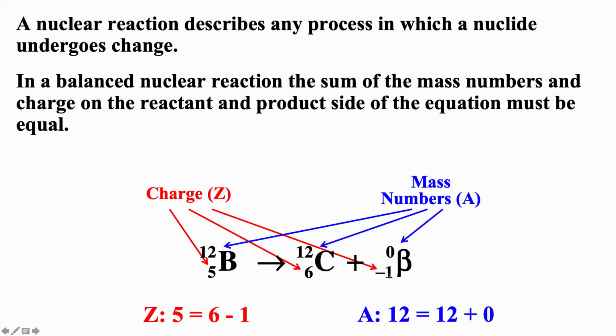The other thing for a balanced nuclear reaction is that the sum of the mass numbers have to be the same. Remember, the mass number is the number of protons plus neutrons. Boron-12 has 5 protons. All boron atoms have 5 protons. And boron-12 has 7 neutrons. Carbon-12, you have 6 protons. 12 minus 6 means you have 6 neutrons. For the reactants, we have a sum of mass number of 12. For the products, we have 12. And so that tells us this is a balanced nuclear reaction. The sum of the charges are the same for products and reactants, and the sum of the mass numbers are the same for the products and the reactants.